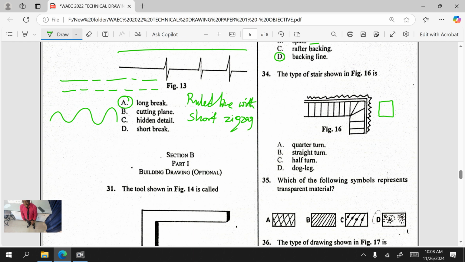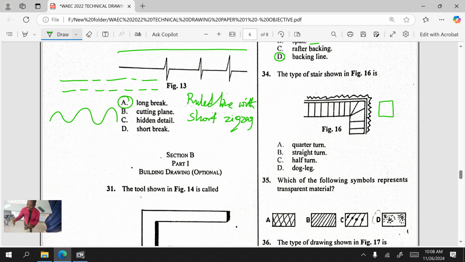Do you get it now? It's not a straight flight because it bends. It's not a half turn, and it's not a straight flight. What confused students is that they think it turns halfway. Do you get it now?